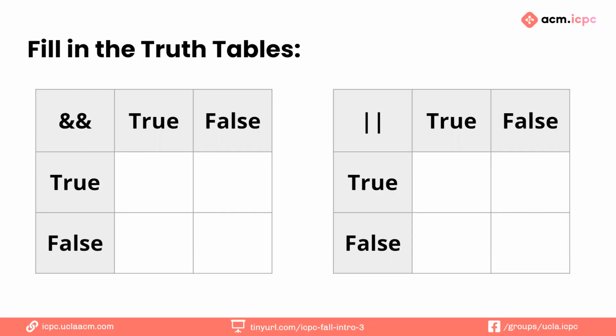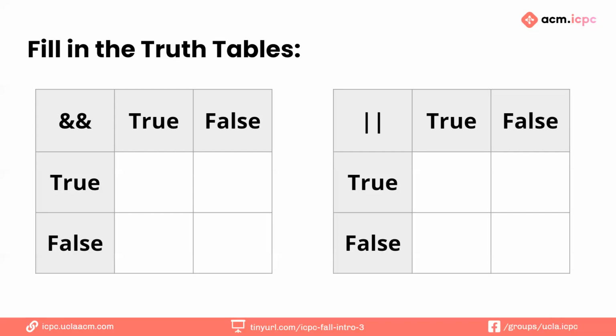First, let's look at the table on the left. Two ampersands denote the AND operator. It takes two Booleans and gives a result as a Boolean. So it works just like in real life. For example, true and true will give you true, and false and anything else will give you false. So the result is only true when both operands are true.